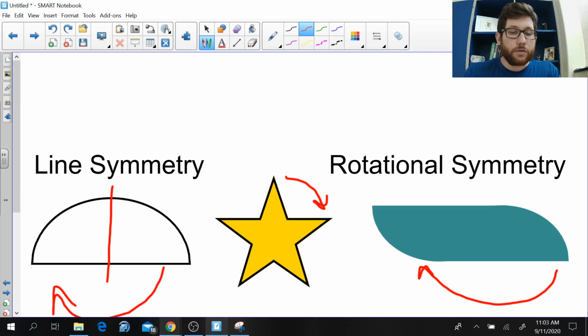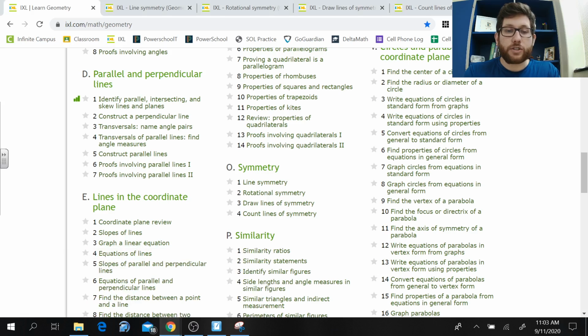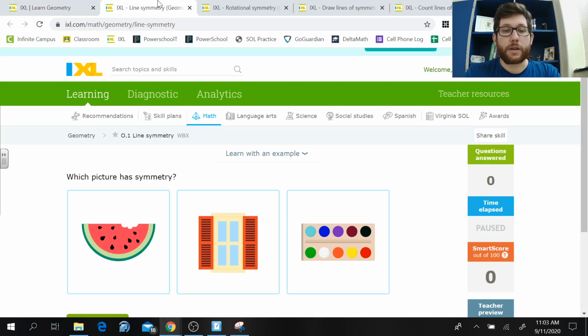So your assignment is to do a couple IXLs. We're going to have you guys actually do all 4 of these symmetry IXLs, and they are pretty easy. You should be able to get them to 100, all 4 of them, in really no time at all.